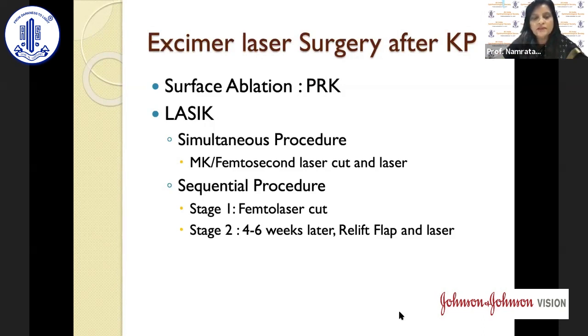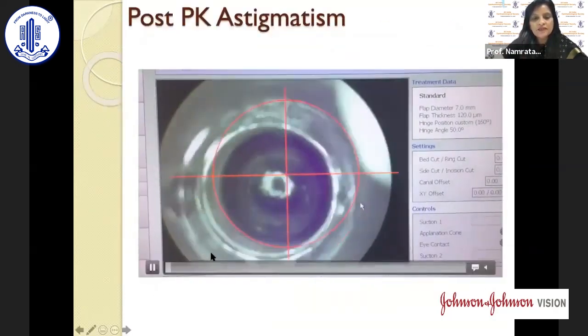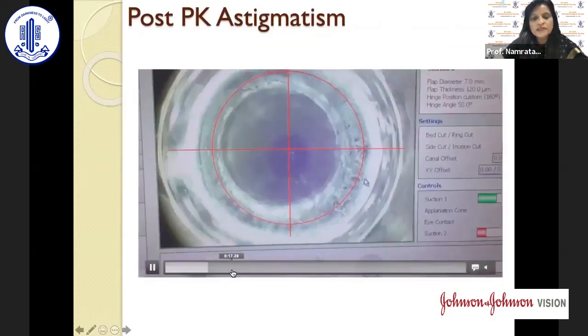So either simultaneous procedure can be done. And what we have advocated is the sequential procedure, where in stage one, we do a femtolaser cut and then put the flap back. And 4 to 6 weeks later, you go again, relift the flap and do the laser thereof. And the advantage is that all the tension rings which are present at the graft host junction get released. And this is just a small video clip to show the same.